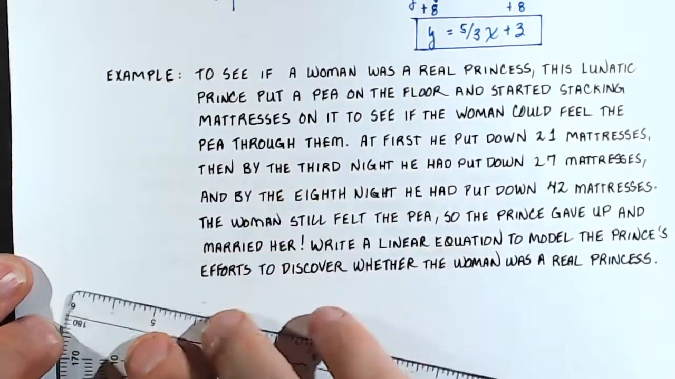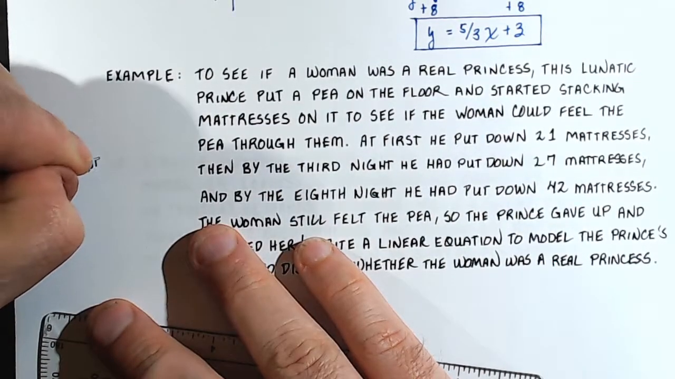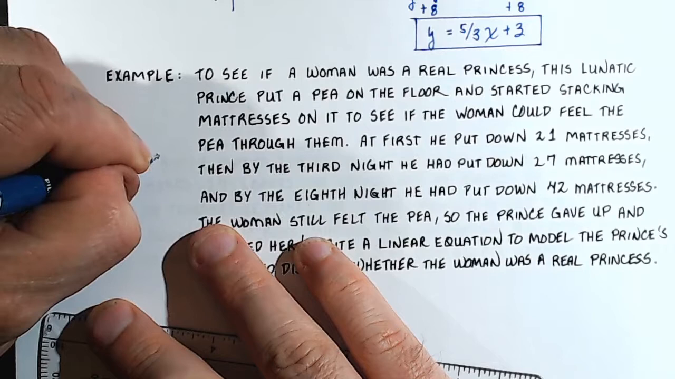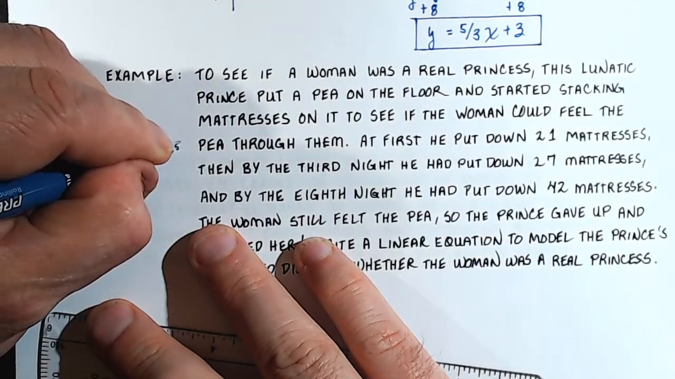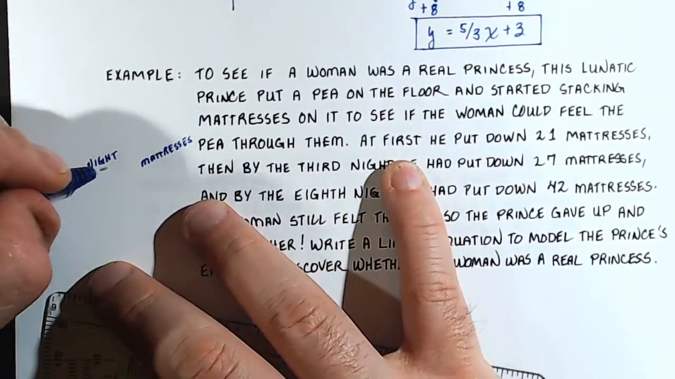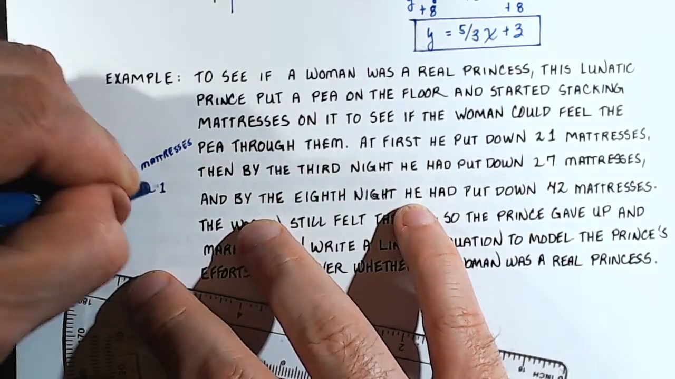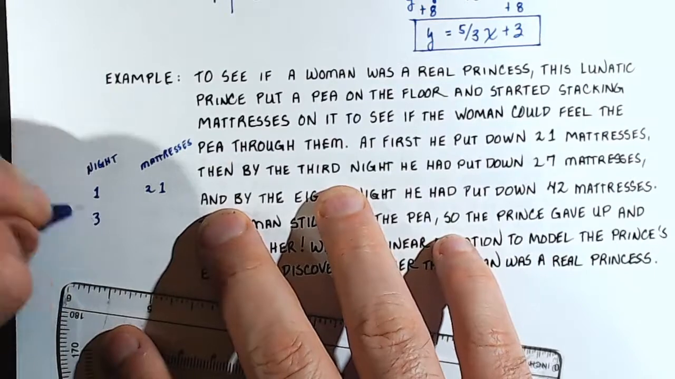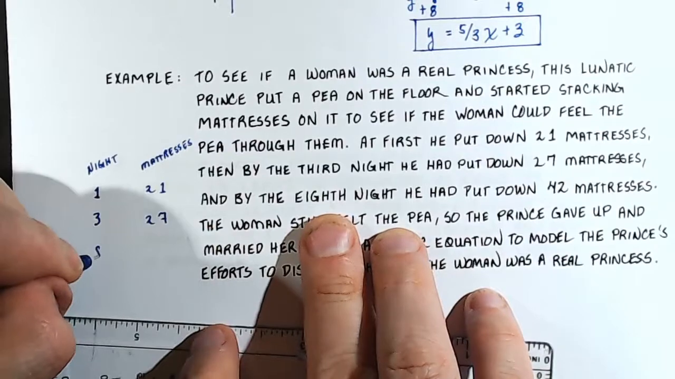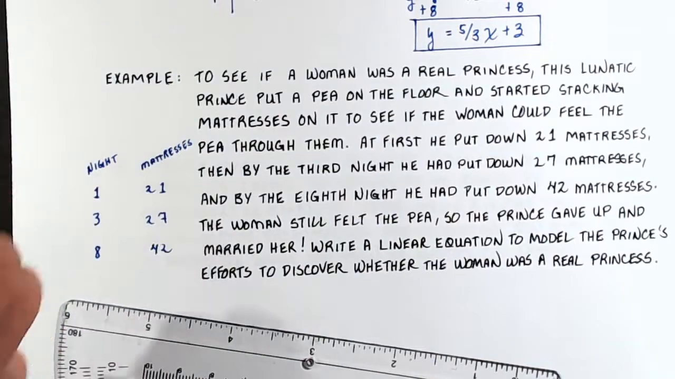Over here in side work, I'm going to show you how to do this. So we have days, or we should say nights. We have night, and we have mattresses. All right, let's just list out the data. It says here on the first night, he put down 21 mattresses. On the third night, he put down 27 mattresses. By the 8th night, he put down 42 mattresses. Okay, so we see our table.